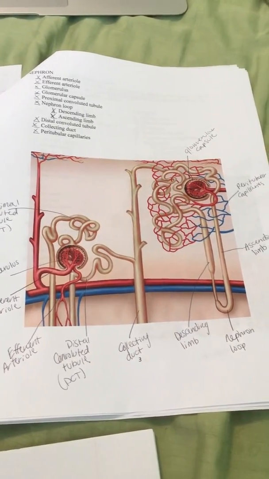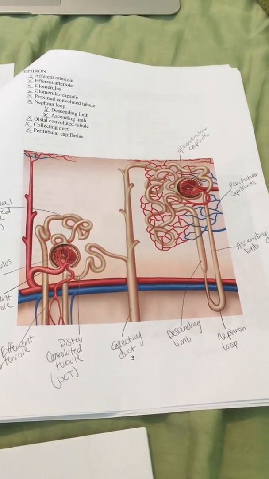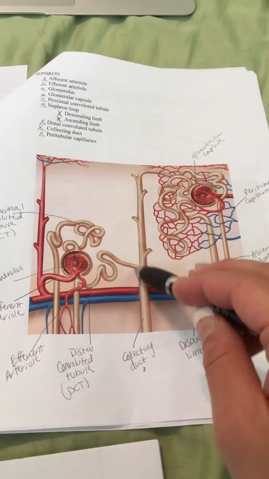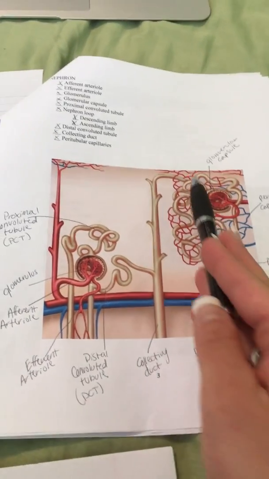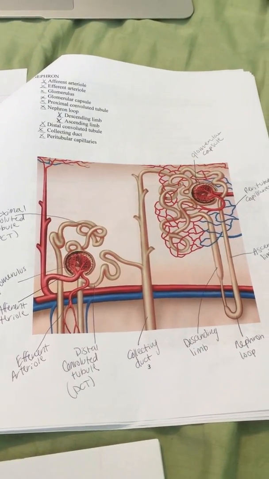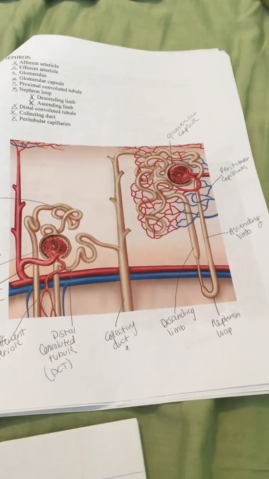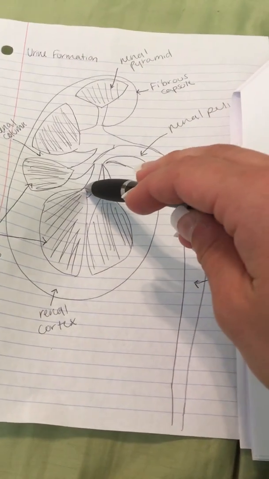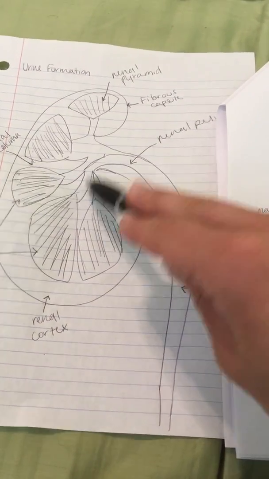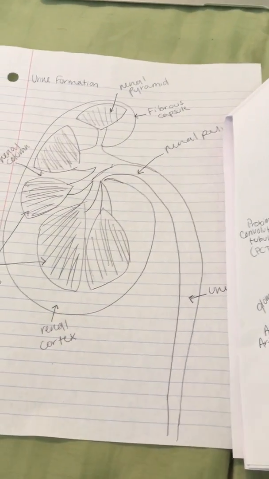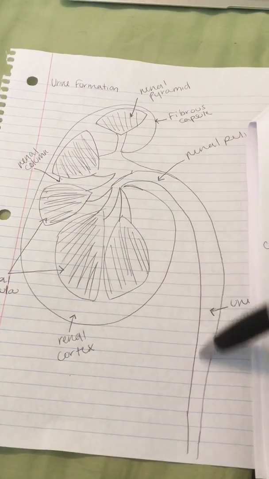The final step of urine formation is water conservation. This takes place primarily in the collecting duct right here, which comes from the DCT into the collecting duct. The collecting duct is going to flow through the renal medulla. The water is reabsorbed to further concentrate urine up to 4 times the original concentration. Then it comes down through the renal pelvis and into the ureter.